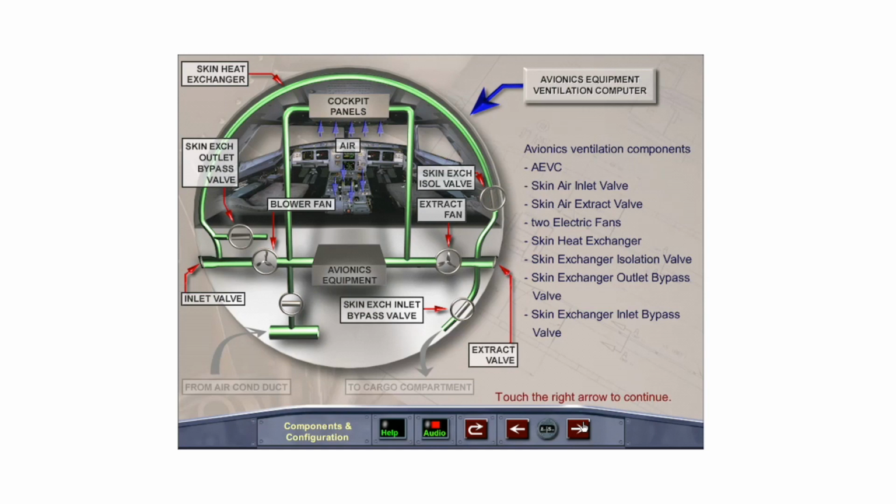The main components of the Avionics ventilation system are the Avionics Equipment Ventilation Computer, or AEVC, a skin air inlet valve, a skin air extract valve, 2 electric fans, the skin heat exchanger, which has an isolation valve, and skin exchanger outlet and inlet bypass valves.